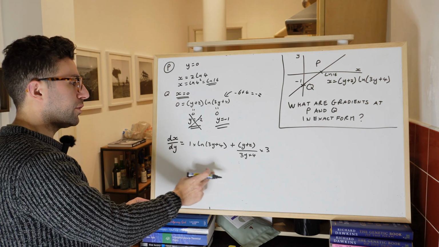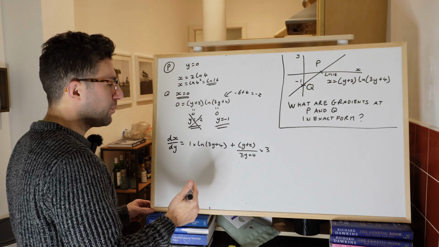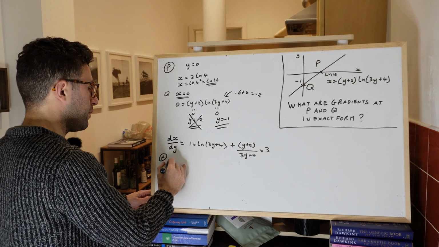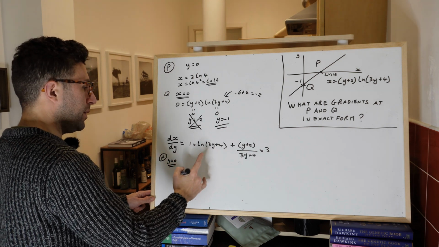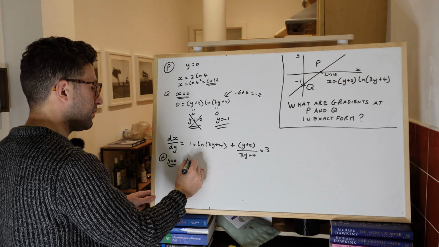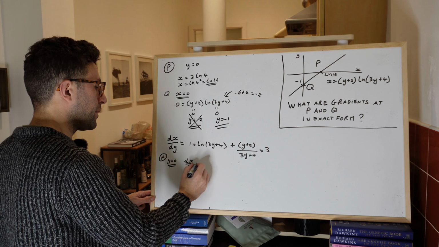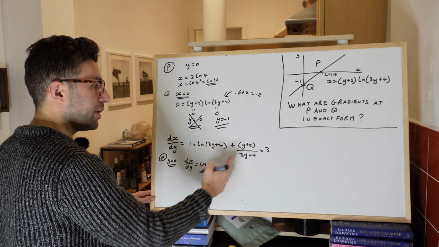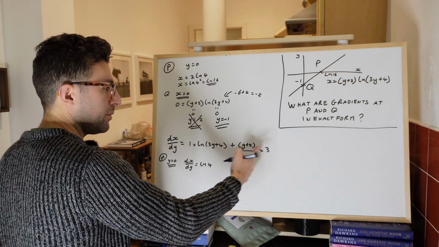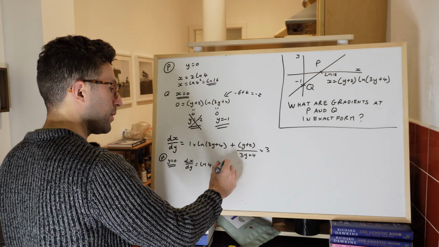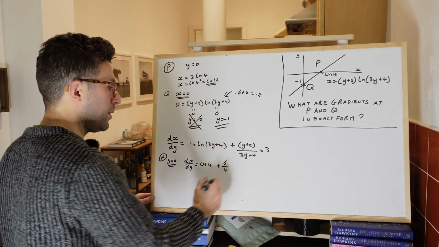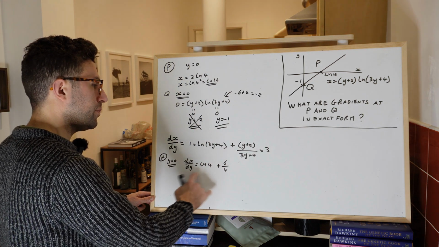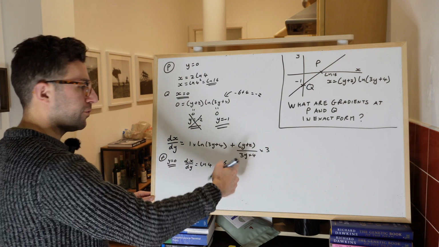Now we just need to find the gradients. Well, we need the y coordinates of both of them, don't we? I'll tell you what, P is easier because for P, y equals 0, right? So y equals 0 for P. So that means dx by dy equals what? Ln 4 plus what we got here, 6 over 4. Is that right? Yeah, 6 over 4.